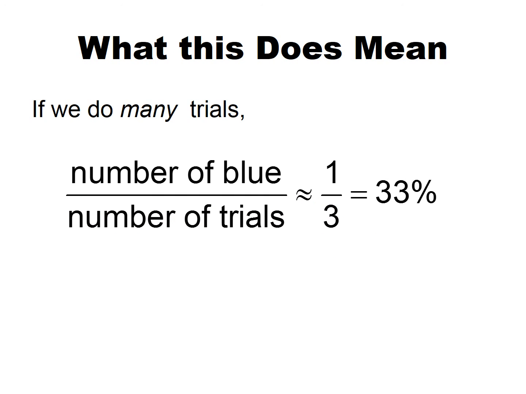Now let's talk about what it does mean. It means that if we were to do many trials, meaning several hundred or thousand trials, and if we divide the number of times we get blue by the number of trials, that should be pretty close to 1/3 or 33%. So if we were to do this a whole bunch of times, about 33% of the time we should get blue. This idea is sometimes referred to as the law of large numbers. There, the large numbers refers to this idea of doing many trials, several hundred or several thousand trials.